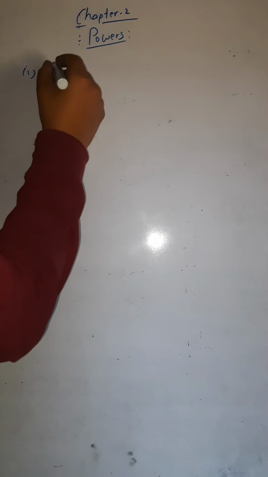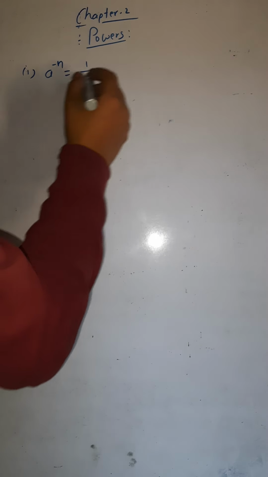So the first one is a raised to the power minus n. You would read it like this: a raised to the power minus n. You can write this as 1 by a raised to the power n. Are you getting this? Yes. A raised to the power minus n can be written as 1 by a raised to the power n.